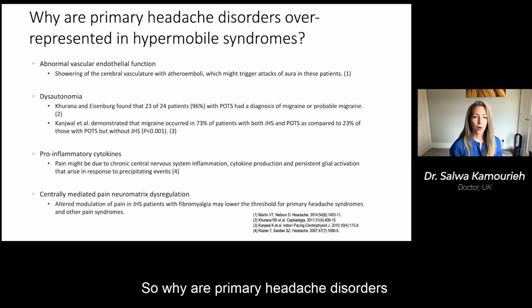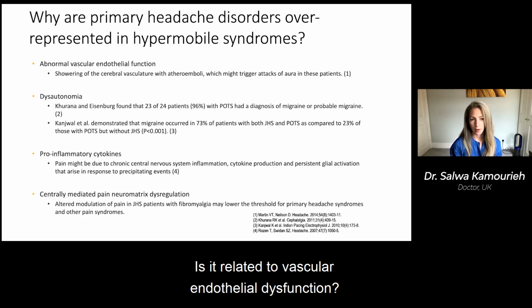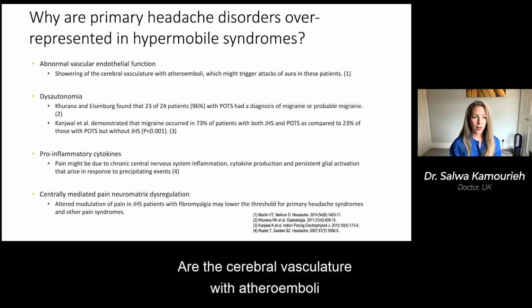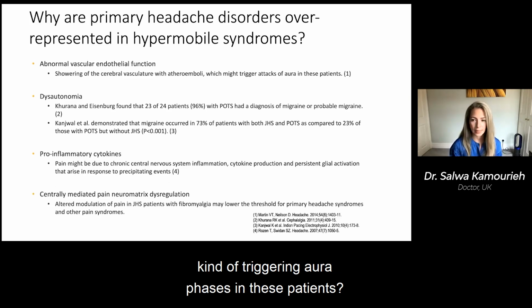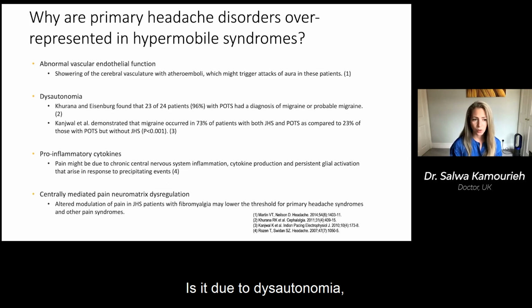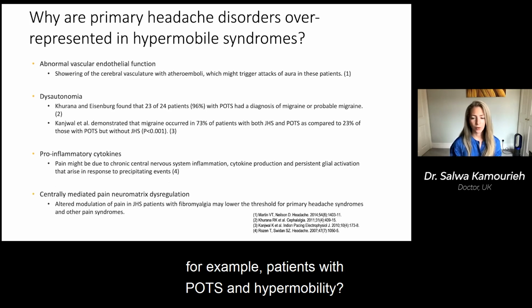So why are primary headache disorders overrepresented in hypermobile syndromes? Well, there are a couple of theories. Is it related to vascular endothelial dysfunction? Is the cerebral vasculature with atheroemboli triggering aura phases in these patients? Is it due to dysautonomia, for example, patients with POTS and hypermobility?